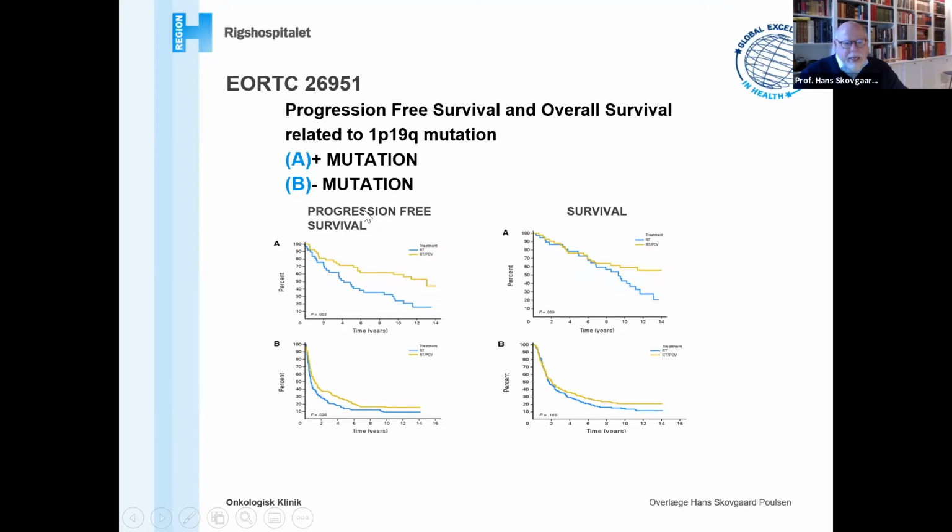survival. But in the non-mutated one, which is oligos, or supposed to be oligos, with no deletion of 1p19q, there was no difference. And this study and the next study is the reason why today you define oligo-feature-like tumors with no mutation as an astrocytoma and not an oligodendroglioma. So oligodendrogliomas today is only tumors with oligo features and 1p19q mutation.